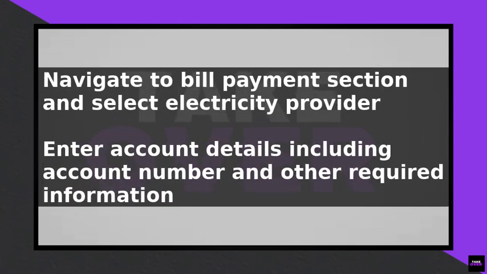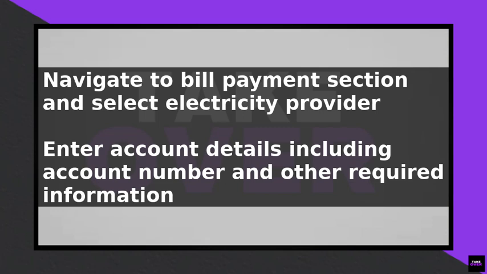Next, navigate to the Bill Payment section within the Google Pay app. This section may be labeled as Bills or Pay Bills. Look for the option to pay your electricity bill and select your electricity provider from the list of available providers. If your provider is not listed, you can try searching for it or check the Google Pay website for a list of supported providers.